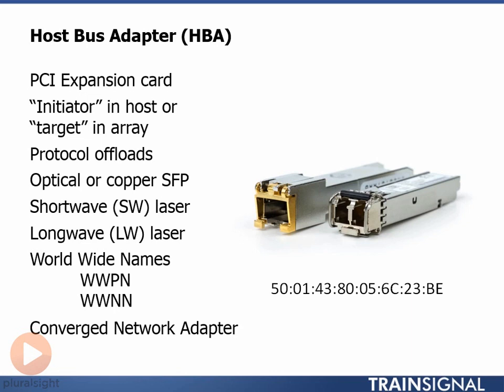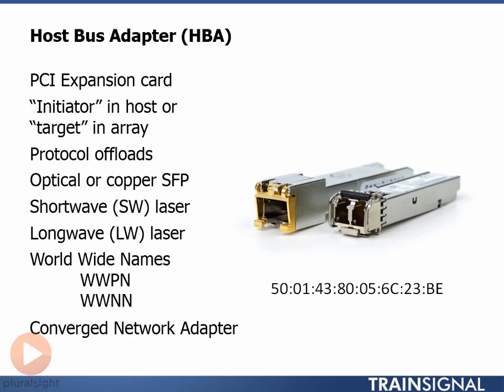CNAs are really similar to HBAs. They're usually PCI expansion cards, they perform fiber channel protocol offloads, and they can have optical or electrical SFPs. The major difference is that CNA connects to a data center bridging or DCB Ethernet network, and we sometimes call DCB Ethernet CEE, or Converged Enhanced Ethernet. This means that they're based on 10 gig, 40 gig, or maybe 100 gig Ethernet technologies.